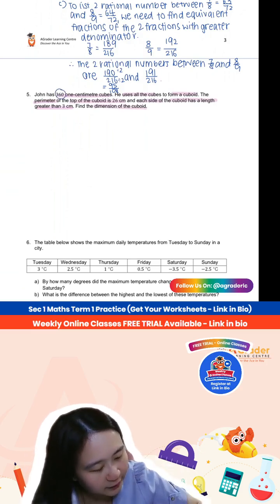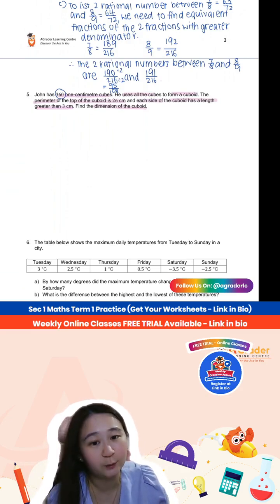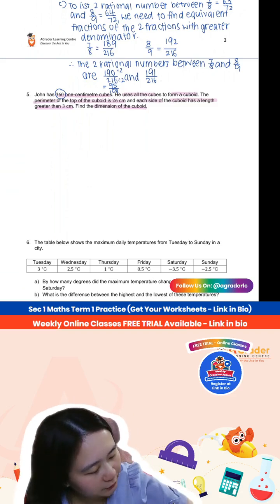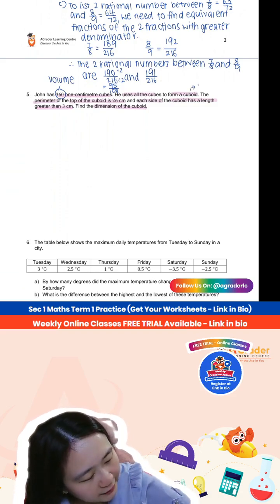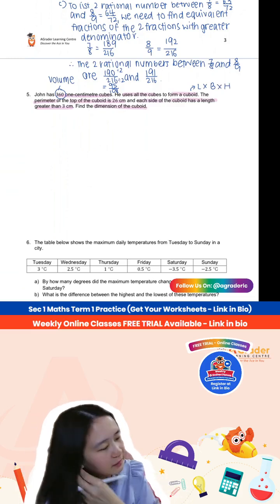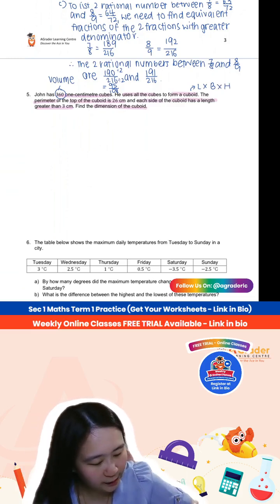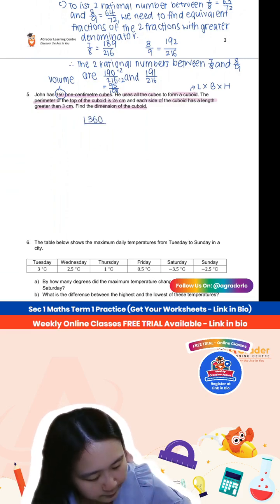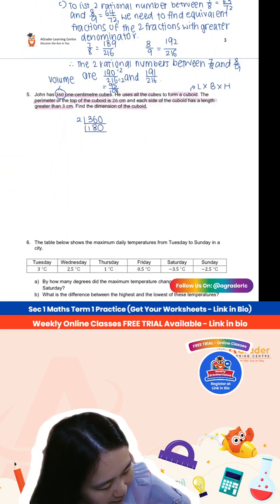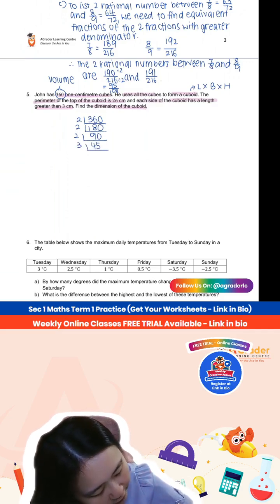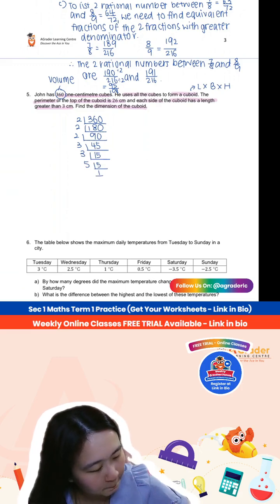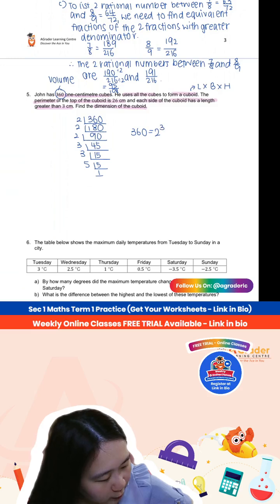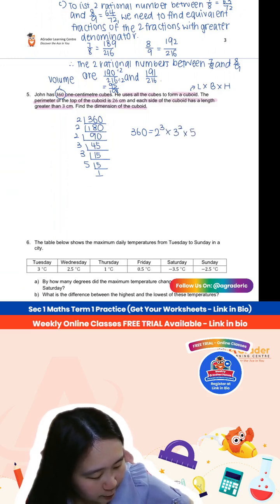Okay, so they tell you that there are 360 1 cm cubes. So this means the volume is 360. And volume of a cuboid will be length times breadth times height. It must give you 360. So in a way, I have to find all the factors of 360. I divide by 2, I get 180. Divide by 2, I get 90. Divide by 2, I get 45. Divide by 3 is 15. Divide by 3 is 5. And divide by 5, I get 1. Meaning 360 equals 2 to the power of 3 times 3 squared times 5 to the power of 1.